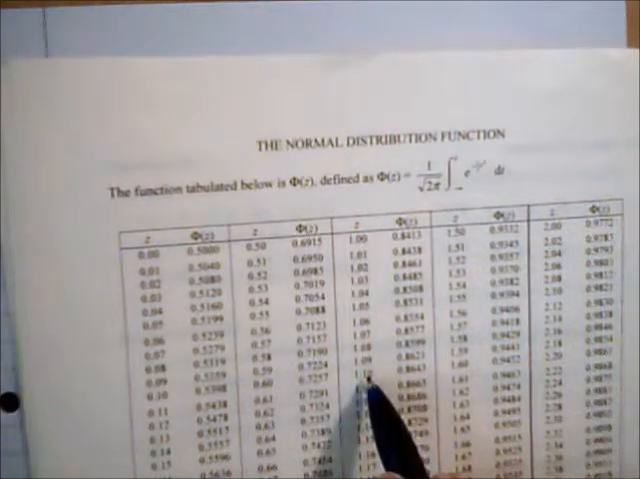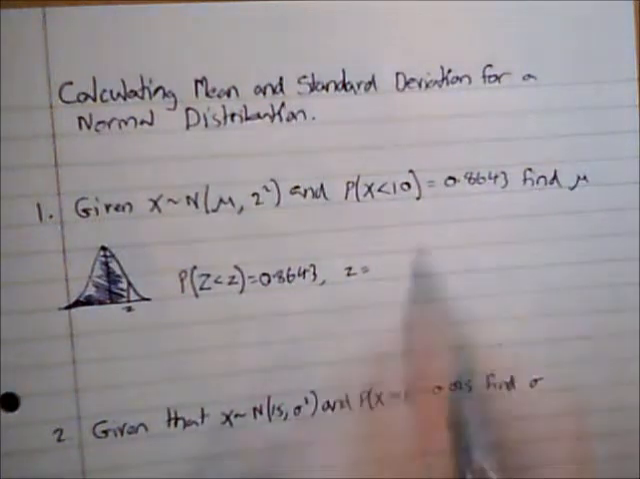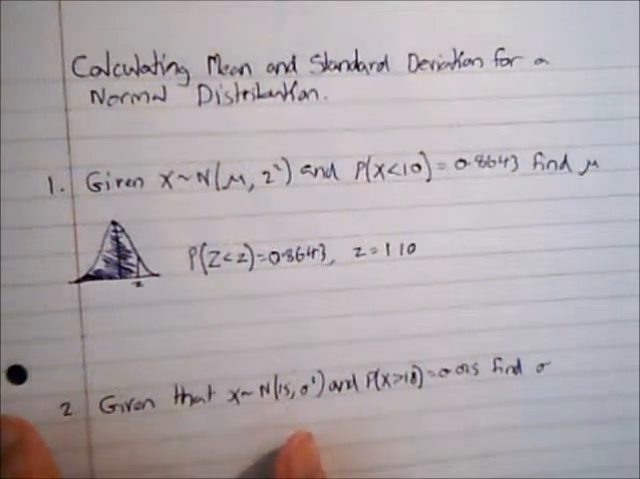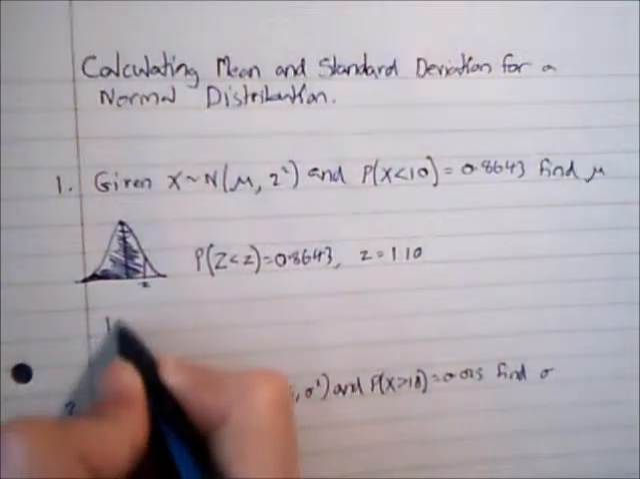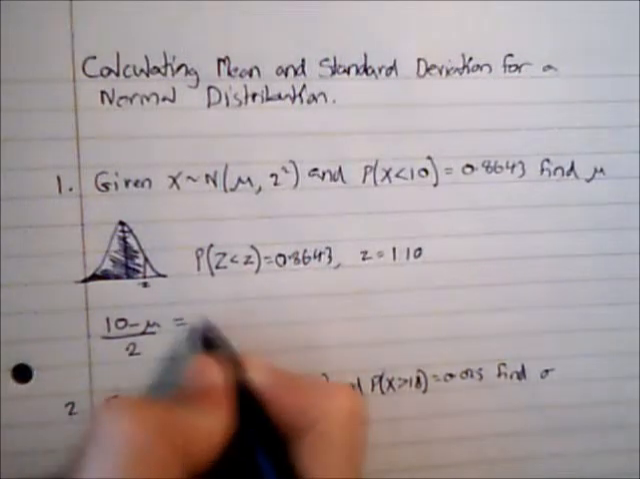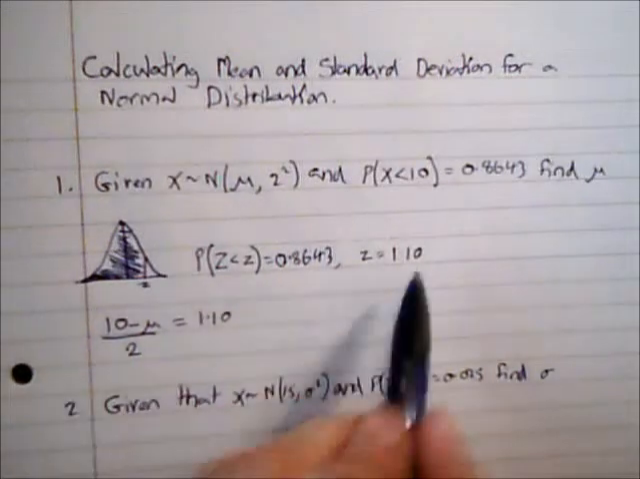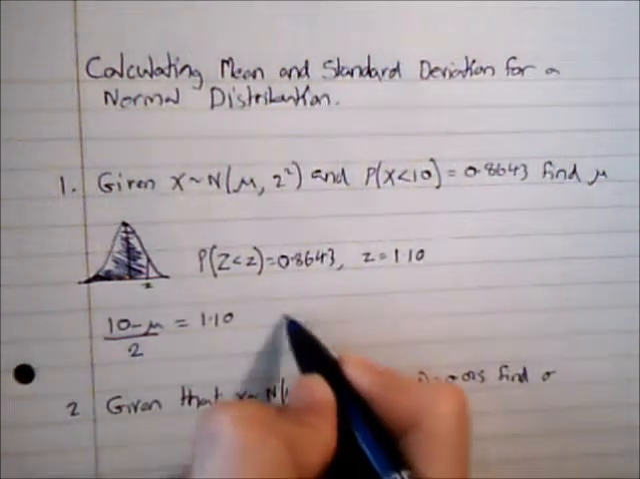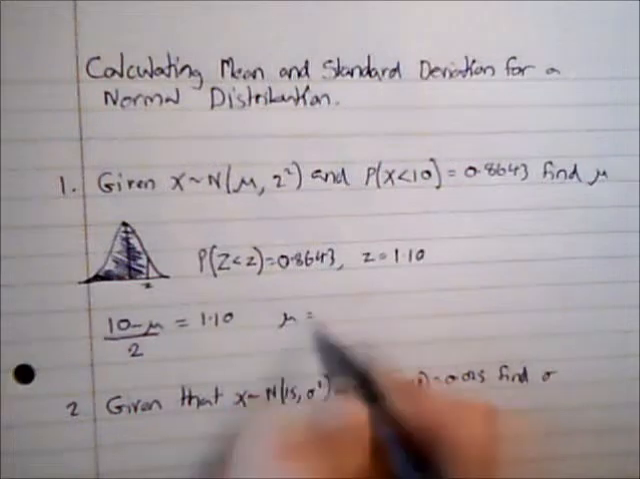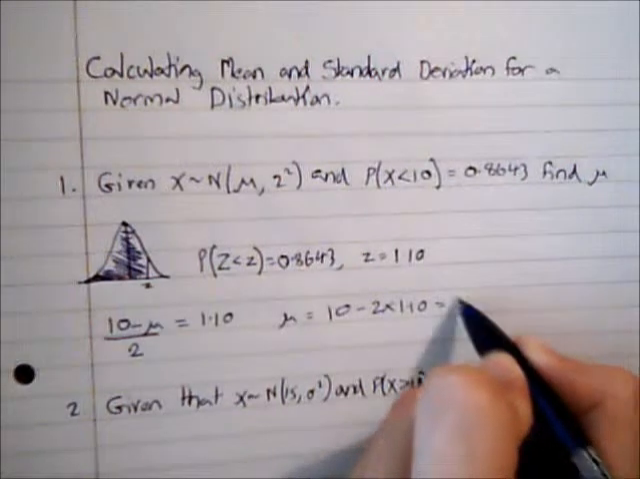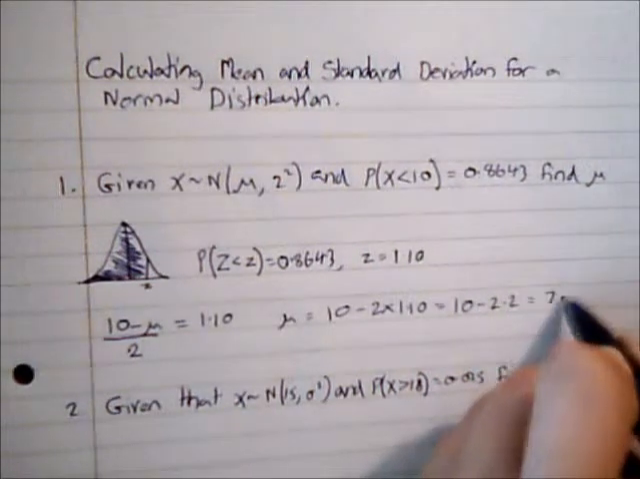So 0.8643 is down here, gives me 1.1. And so then I can use my transformation formula. So I know that 10 subtract the mean divided by the standard deviation of 2 is equal to 1.10, because I know it's 1.10 standard deviations above the mean, so this is going to be able to work that out. So from here I know that mu must be 10 subtract 2 multiplied by 1.10, which is then 10 subtract 2.2, which is then 7.8.